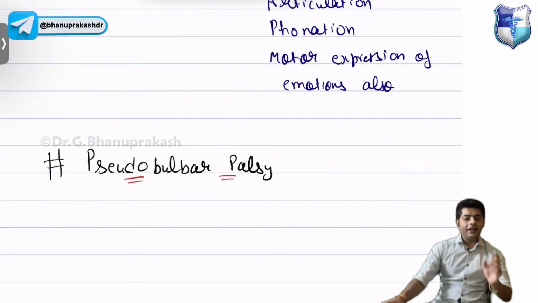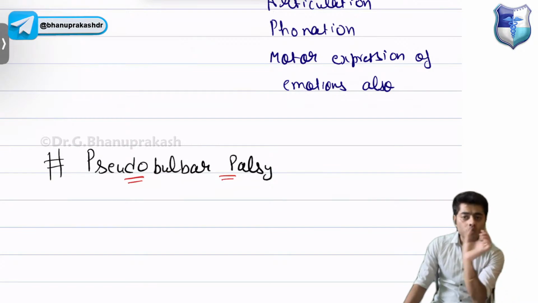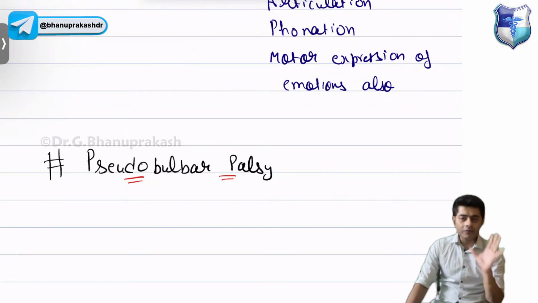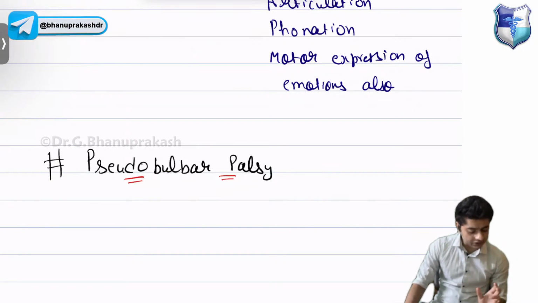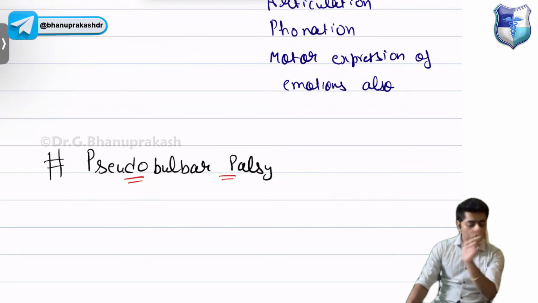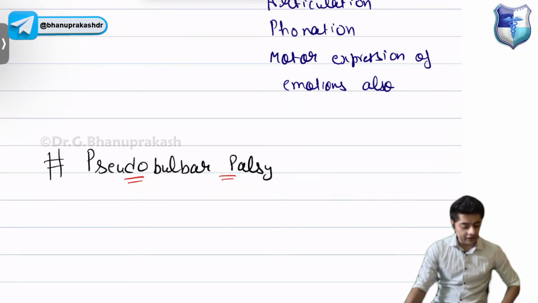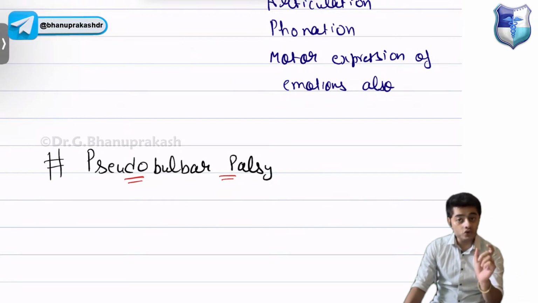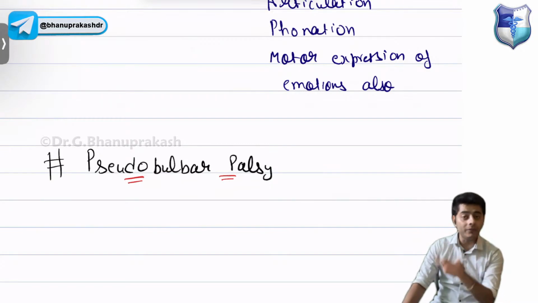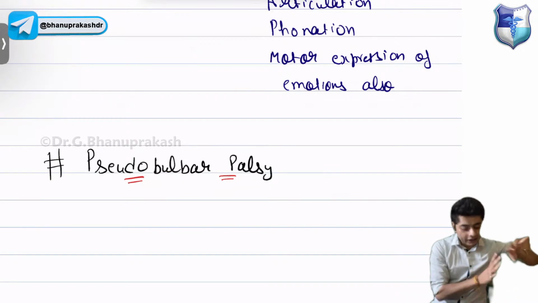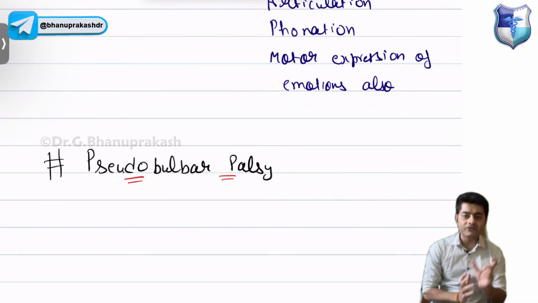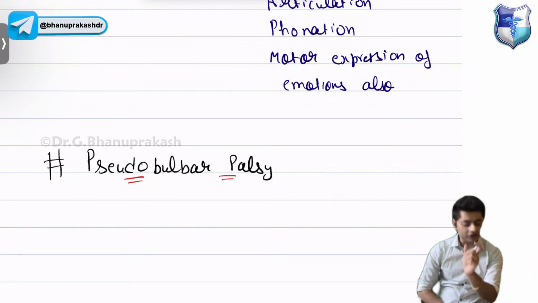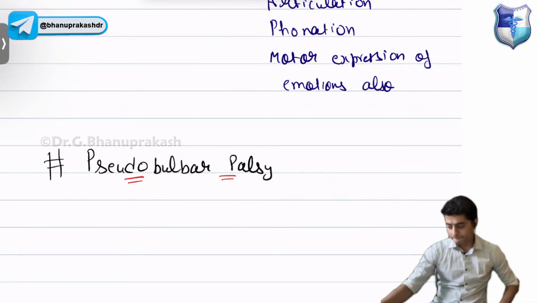Okay. Now can anyone tell me what you understand by the term pseudo bulbar palsy? By bulbar palsy we understand that the medulla is damaged. Anyone in the comment section, tell me what you understand by pseudo bulbar palsy. It means it is not actually bulbar palsy. It is something pseudo, something fake. So what is this fake? Can anyone tell me?